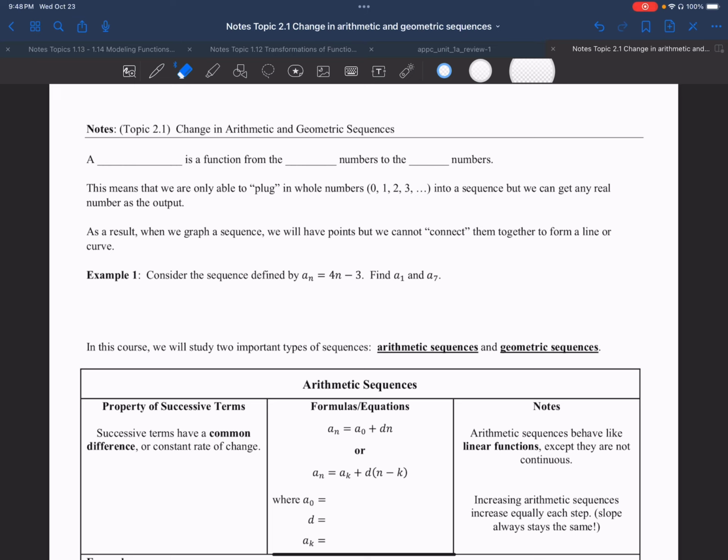A sequence is a function from the whole numbers to the real numbers. What does that mean? That means that our input numbers are always going to be whole numbers. As you can see, you have some examples of whole numbers. So 0, 1, 2, 3, etc. You can go up by 1 and then continue all the way to infinity.